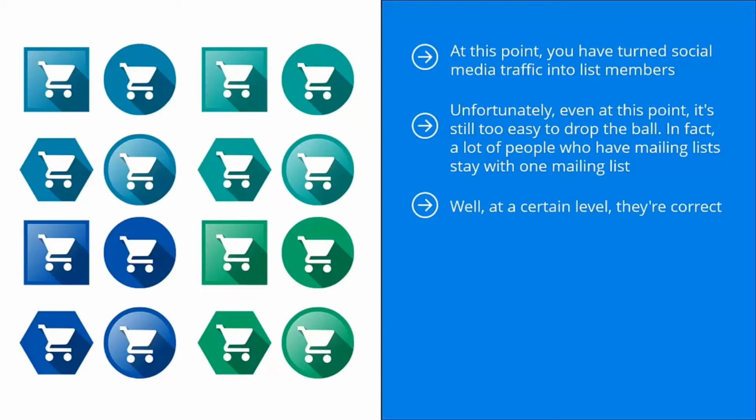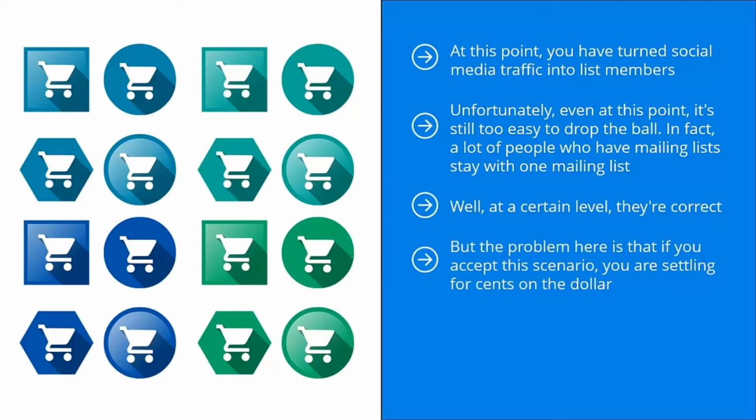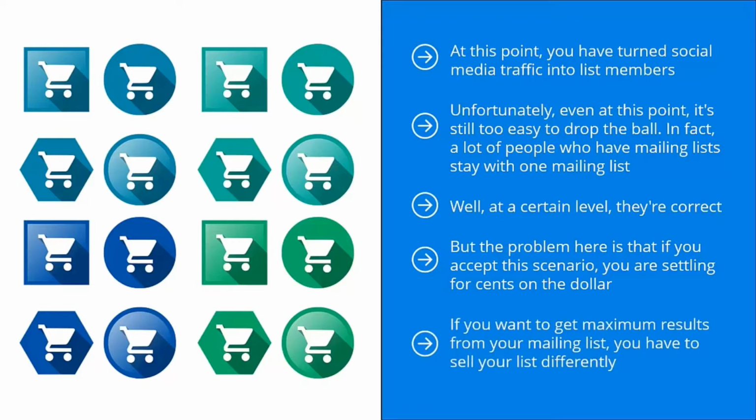Well, at a certain level, they're correct. A certain percentage of those list members will buy affiliate products that you promote on your list. A certain fraction of your mailing list will buy your original products. Some may even visit your online store and buy merchandise. But the problem here is that if you accept this scenario, you are settling for cents on the dollar. You really are. Don't you want to maximize the value of all your hard work, focus, and energy you invested in your venture? Wouldn't you want to maximize your return on effort? If you want to get maximum results from your mailing list, you have to sell your list differently. There are really no two ways about it. Every other approach would lead to, at best, mediocre results or, at worst, no results at all.